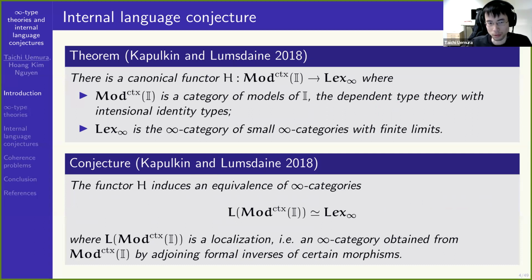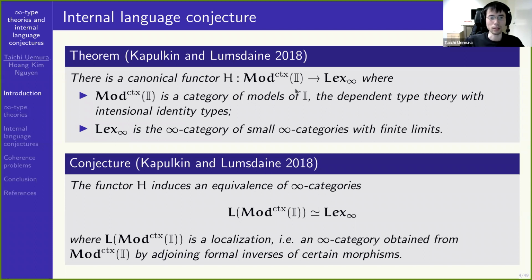This was given by Kapulkin and Lumsdaine. They first constructed a functor between some infinity categories. The domain is the category of models of dependent type theory with intensional identity types, which I really don't like this. So this I stands for intensional type theory. And the other side is the infinity category of small infinity categories with finite limits.